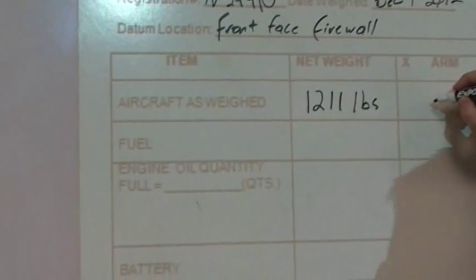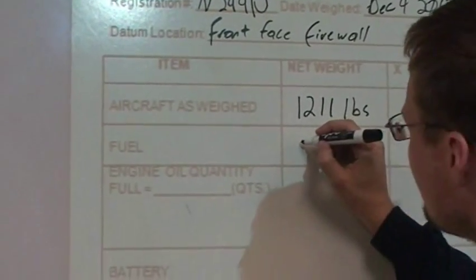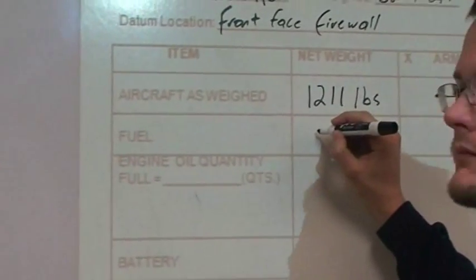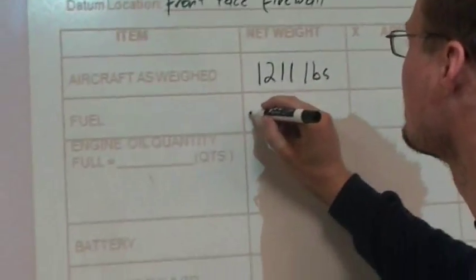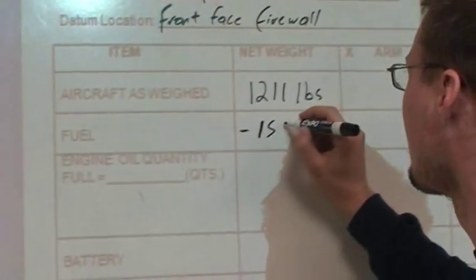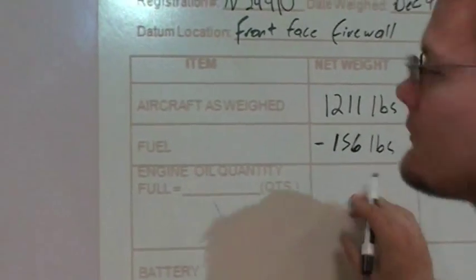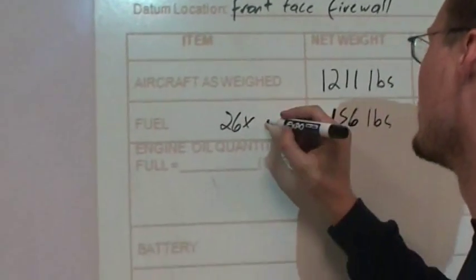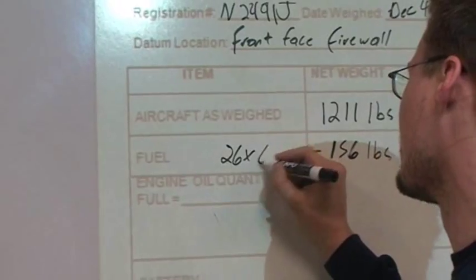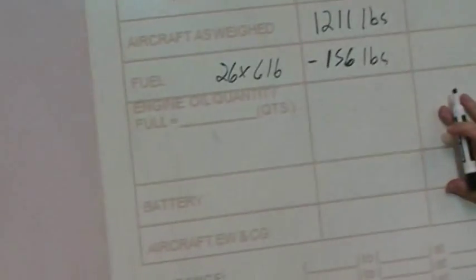The fuel came to minus 156 pounds. And that was 26 gallons times the standard weight of measurement, which is 6 pounds. And that's how we got our answer. And since we're removing it, it's negative. And that was located at 42, correct? Yes.